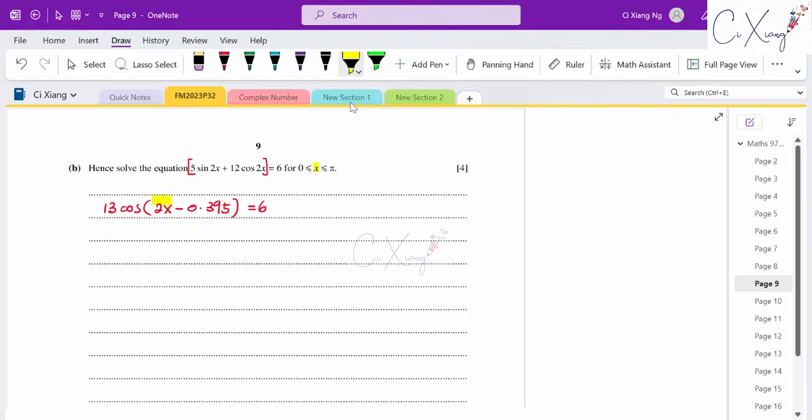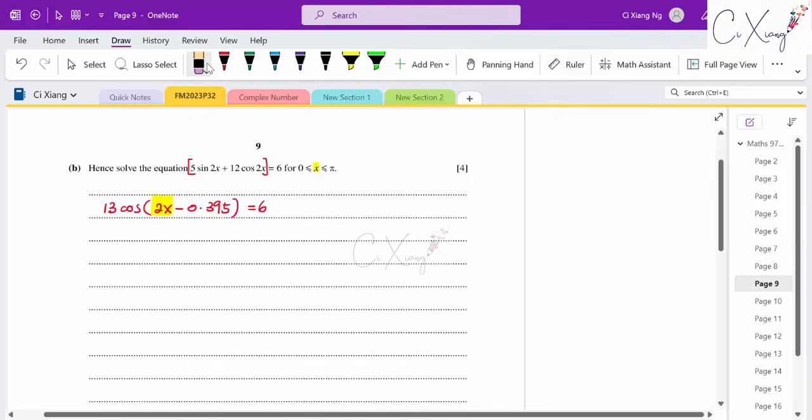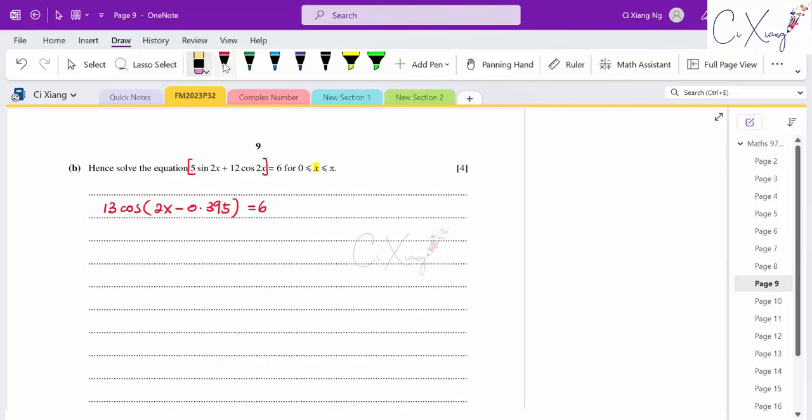Therefore, when I want to find the angle for 2x, in general, you should go through at least four quadrants, or one cycle, right? So let us start the steps here. Okay, first of all, I want to bring the 13 over, and I will get this.